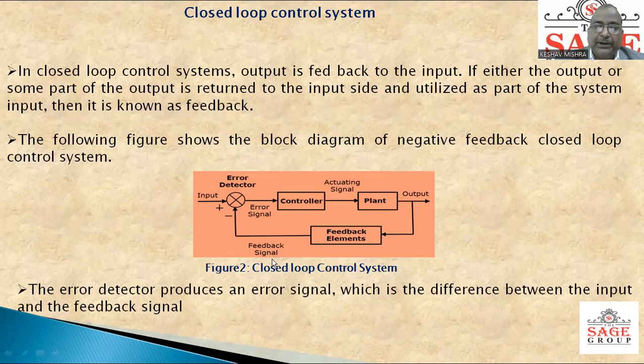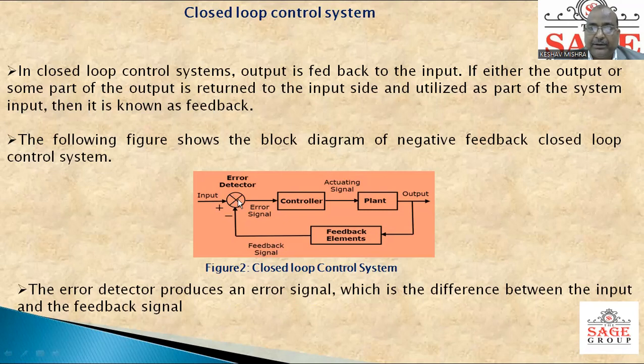This loop is provided around the open loop. This part makes the open loop control system: controller followed by plant or processor. In a closed loop control system, the reference input is here. This represents the error detector.